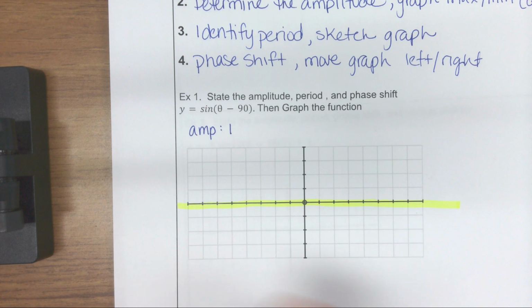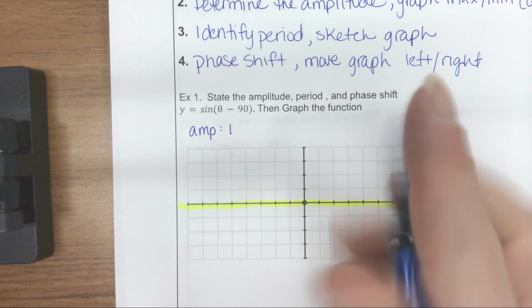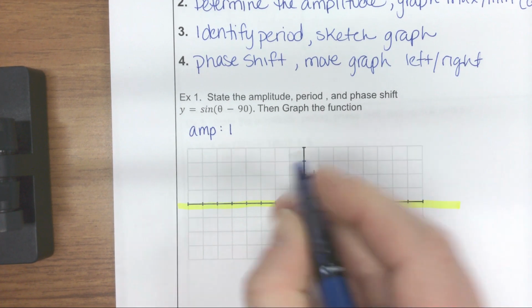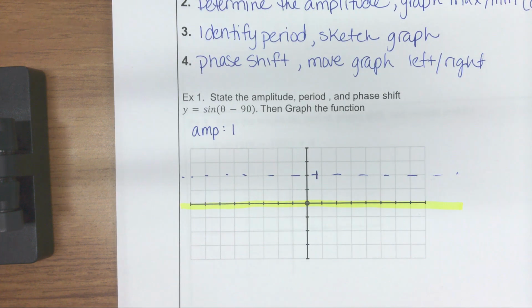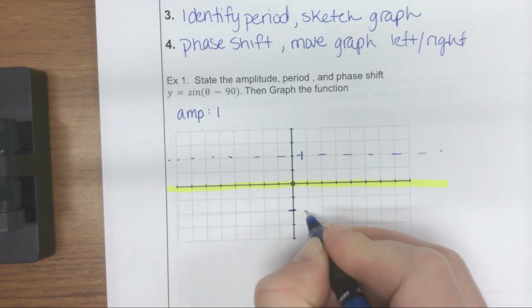Now, if you want to use a nicer picture, I'm going to use 2 tick marks for 1 for this one. So my graph's going to go up to here. Here's -1, and it's going to go down to here.